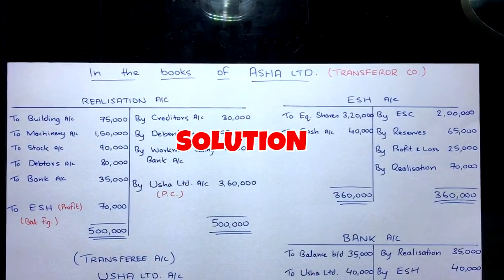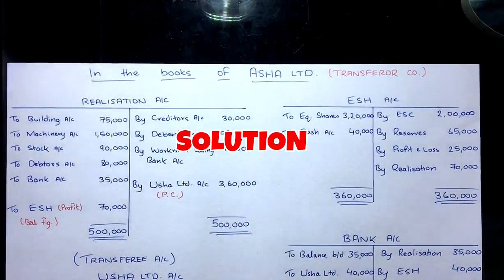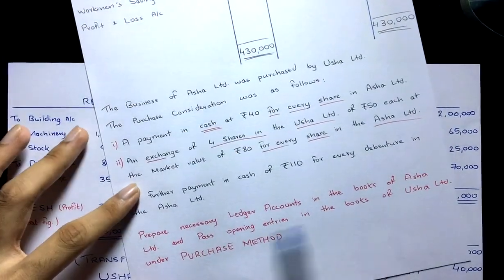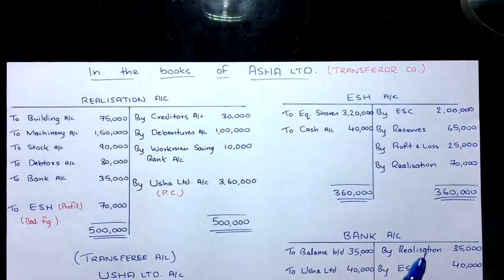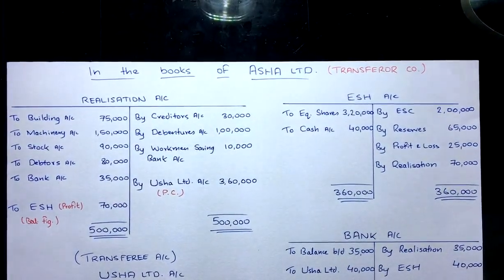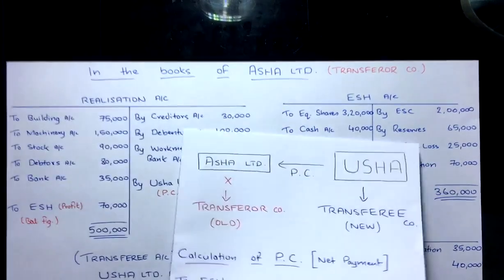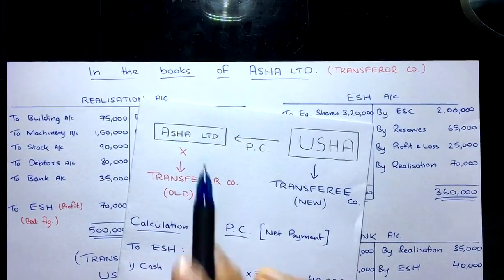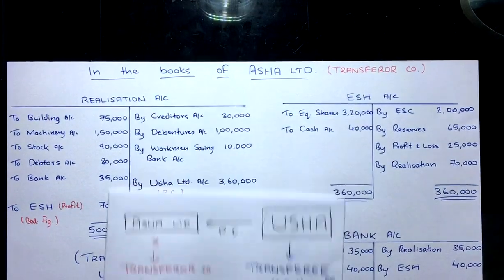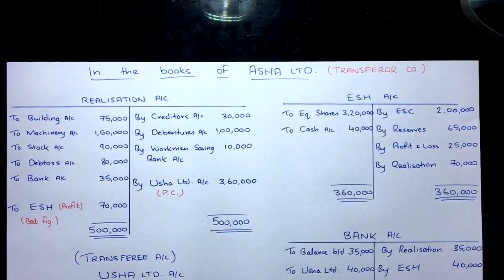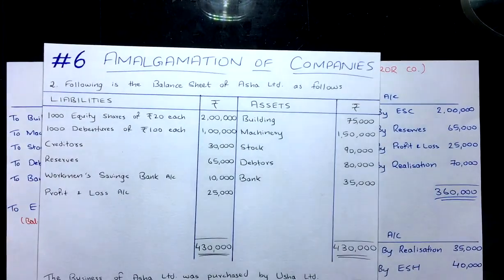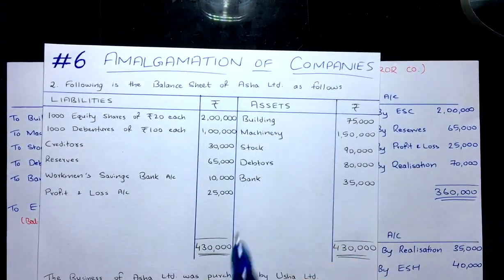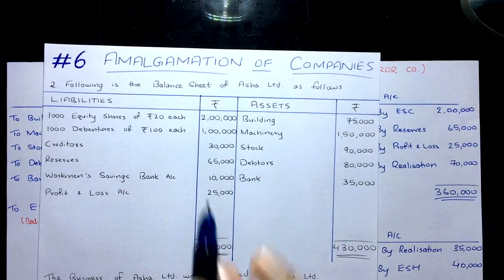Now let's solve this problem and see how to prepare the necessary ledger accounts in the books of Asha Limited. This Asha Limited company is getting liquidated, so we have to close the books of Asha Limited. But how to close the books? It's simple. Whatever is there in the balance sheet of Asha Limited, we have to reverse each and every item of the balance sheet.